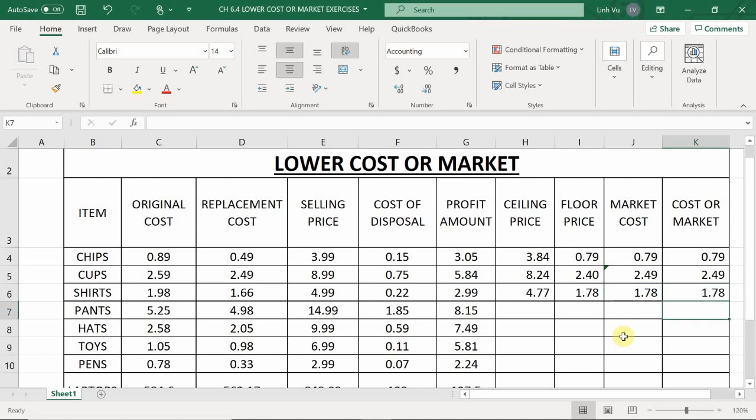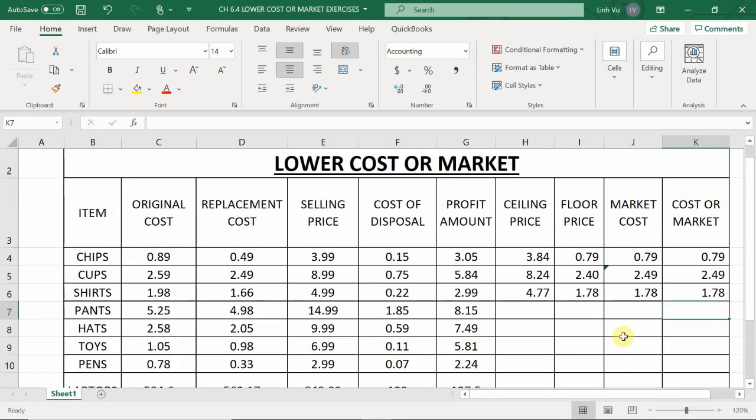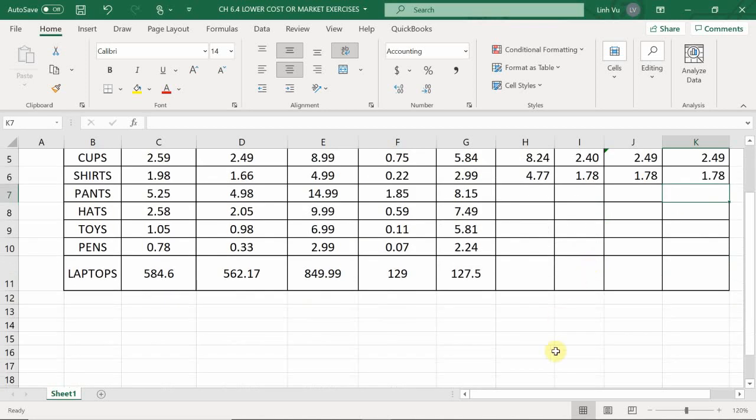Okay. Yeah. In this case, depending on what you're looking at, most of the time, you will see that the market is lower. But there is that slim chance where sometimes your original cost is actually the lower one. Okay? That's just this example here. Okay. So six more examples. So next one is here. We bought pants.